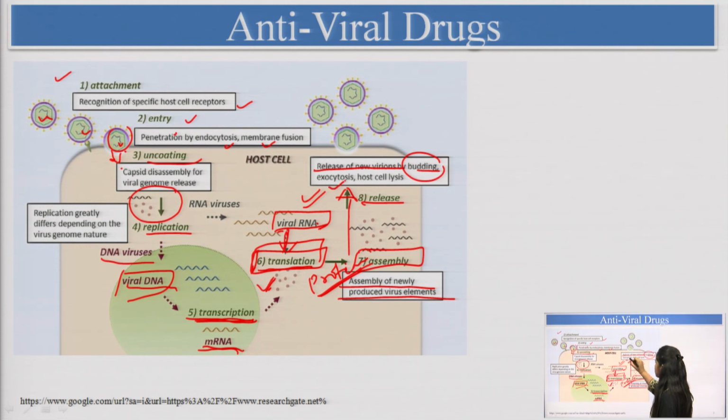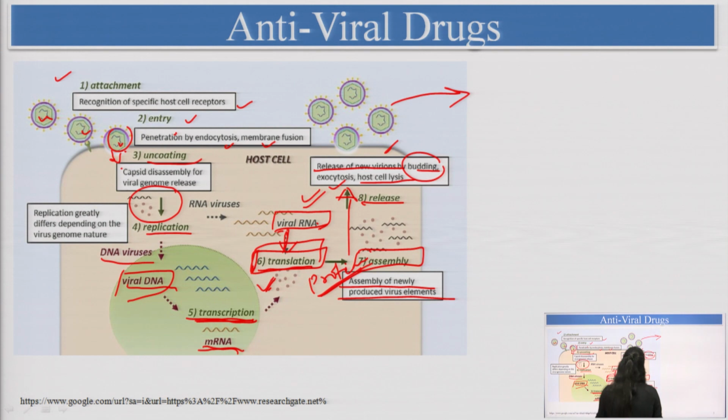Exocytosis outside the cell, and host cell lysis, meaning the cell will disintegrate and the viral particles will come out. When they come out, they will go outside and infect other host cells. The same phenomenon will again be seen in another cell. Similarly, they will spread to another cell and then be liberated. So, this is how the viral infection spreads all over the body.